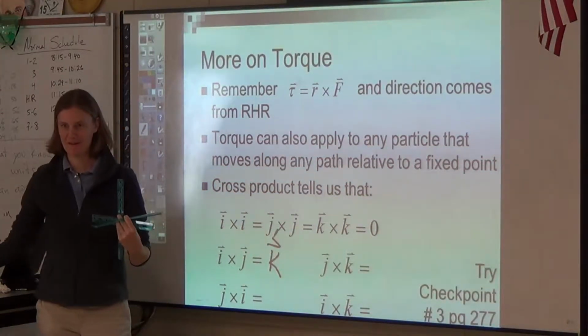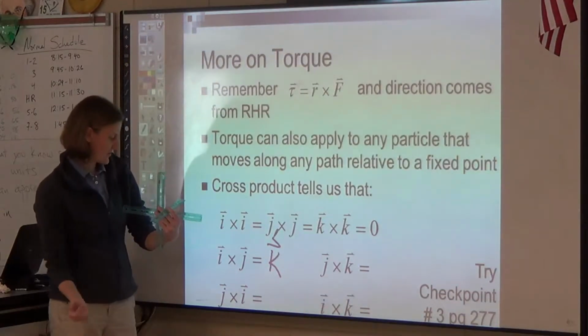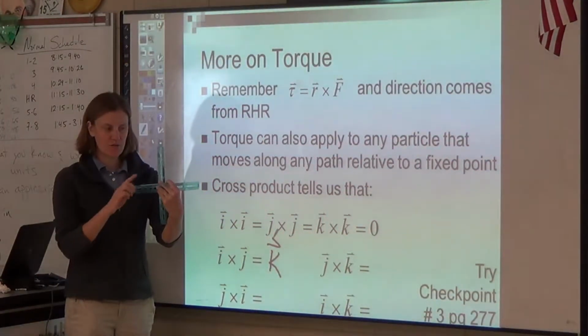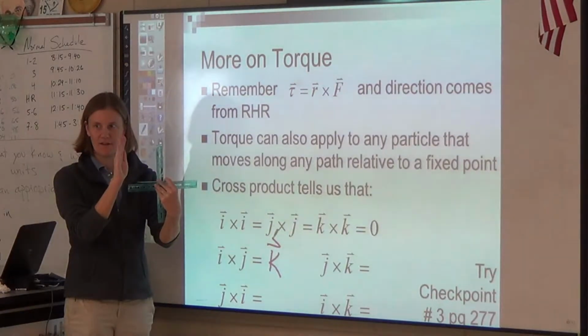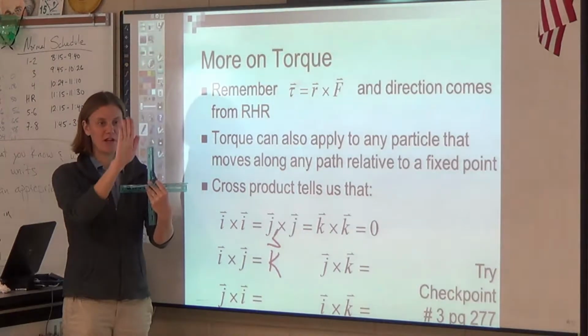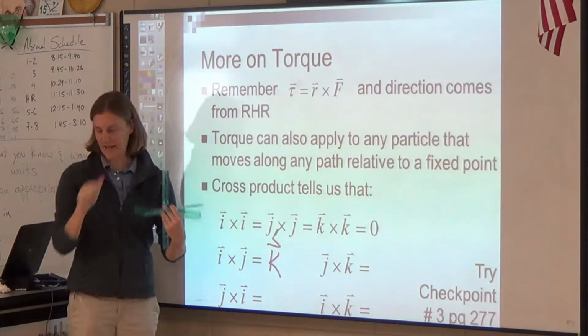All right, what's the opposite? Do you think it's also K? J cross I. So J is up. That's going to be K negative. Good. J is up. Bend your fingers towards I. Thumb would be negative K.